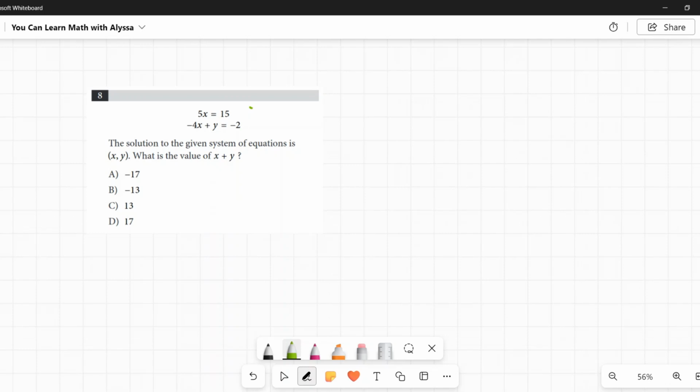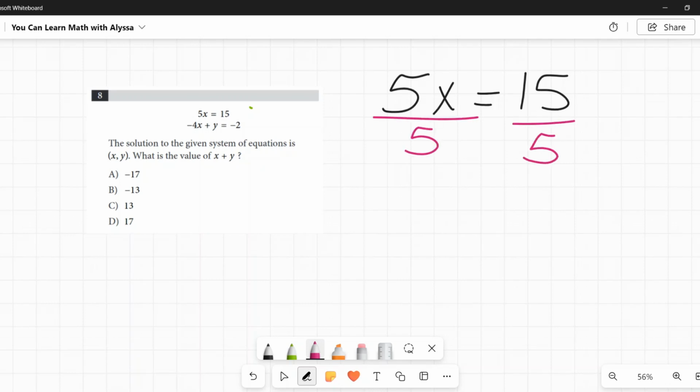But this one, they're being a little nice. They don't have a y in that first one. They only have an x. So that should be much easier for us to solve. That first equation we can solve for x. 5 times x equals 15. We want to undo what's been done to x. x has been multiplied by 5. The opposite of multiplication is division. So we're going to divide both sides by 5.